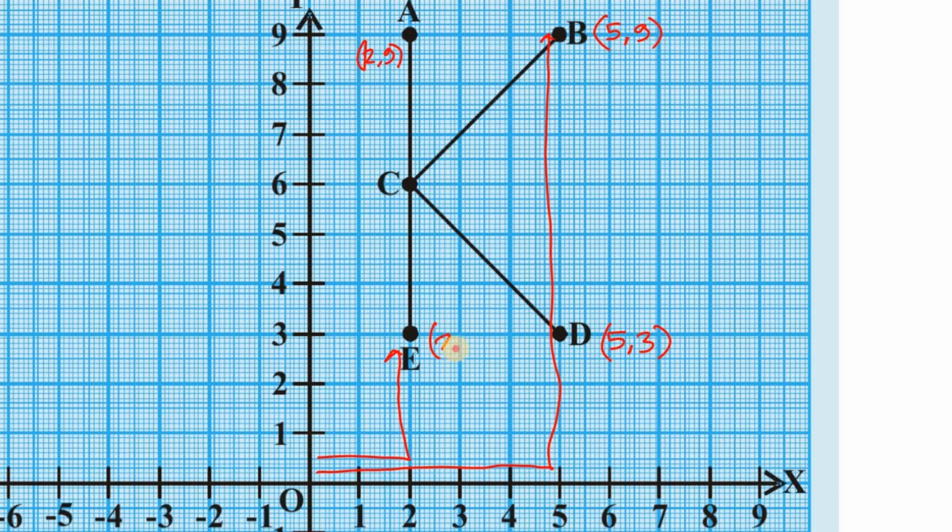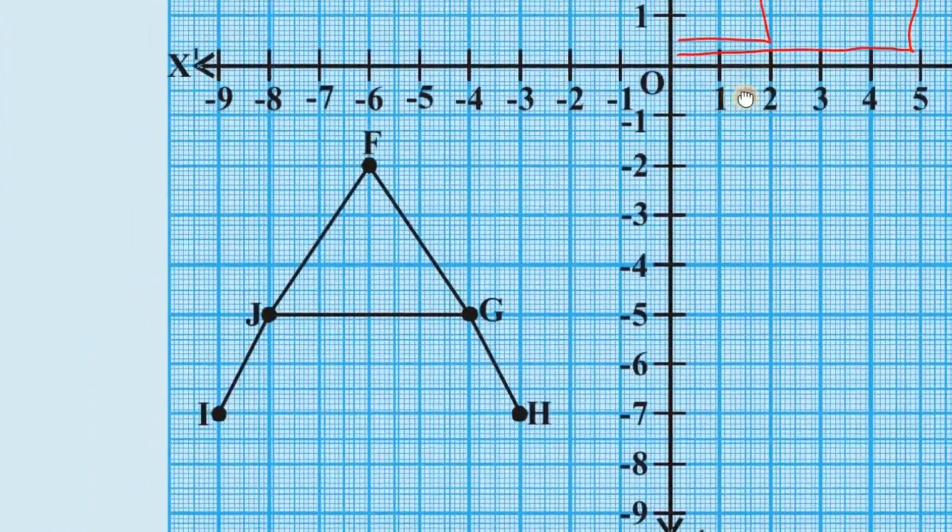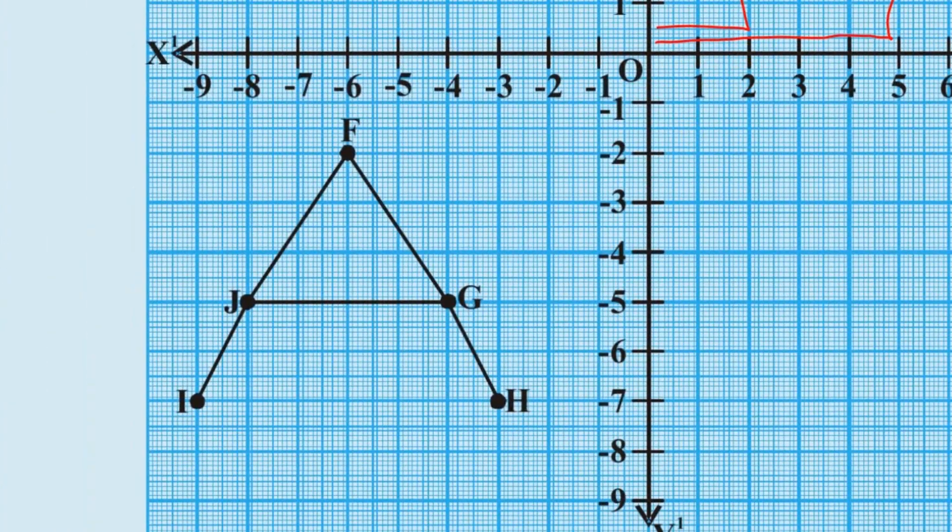So X is 2, Y is 3. For C it will be again X is 2 and Y is 6. 2 and 6. See, this is what we have done. So the other ones can also be done similarly, students. So let's try. Coordinate of F is what? You go from the negative side, -6 and then -2.